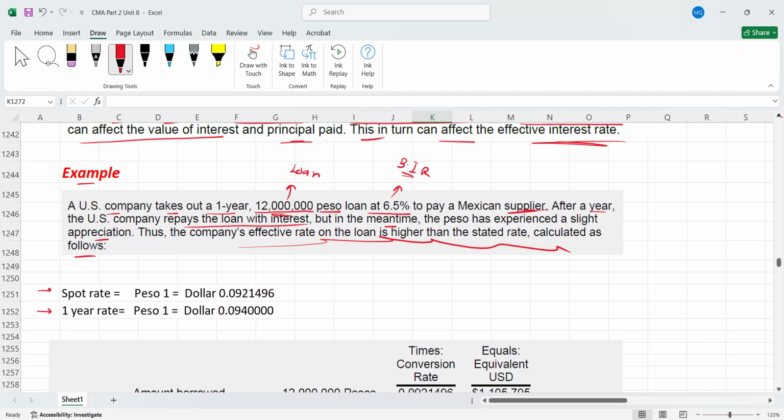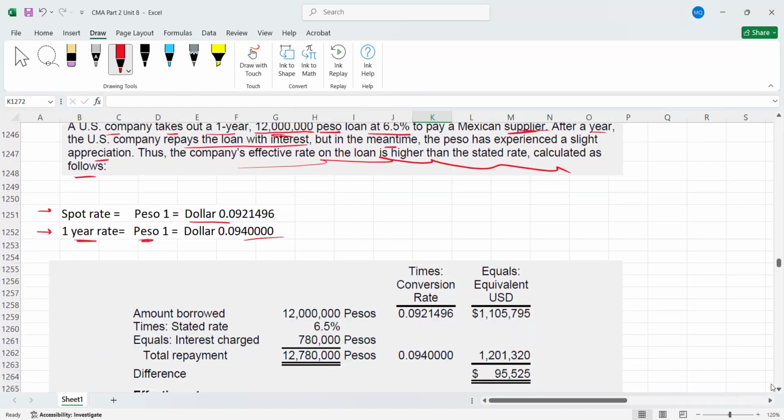So the spot rate, when we took the loan, was this: 1 peso equals 0.0921496 dollar. But in 1 year, 1 peso is equal to 0.094 dollar. Understood? This is the rate now. Now, guys, how would you calculate the effective rate? So this is the process you will follow now.